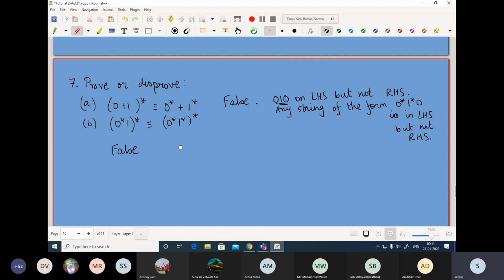So why don't you try this one? This 0, 1, 0. Okay, ma'am, it will not be a part of RHS. 0, 1, 0 will not be a part of LHS. Yes, not an LHS. So this particular subset of infinitely many strings will also not be part of LHS, but it will be part of RHS.